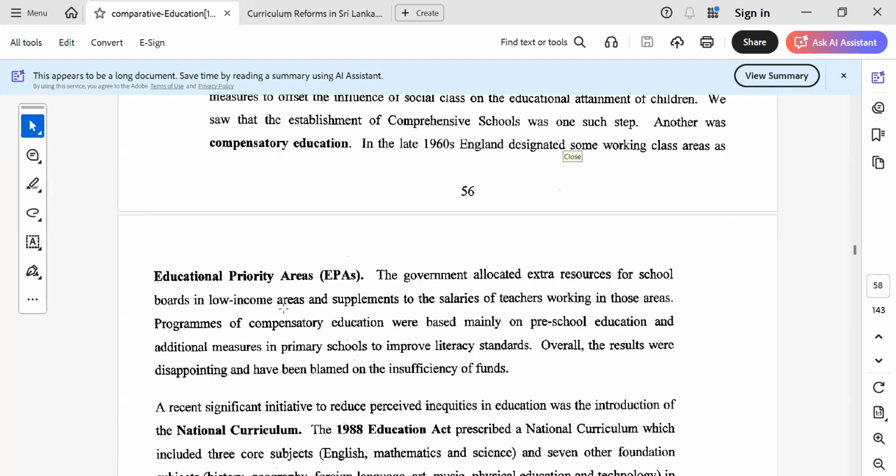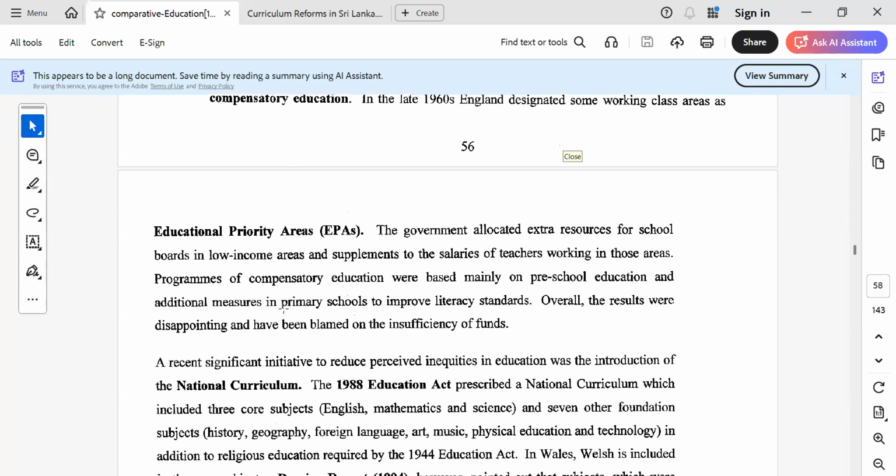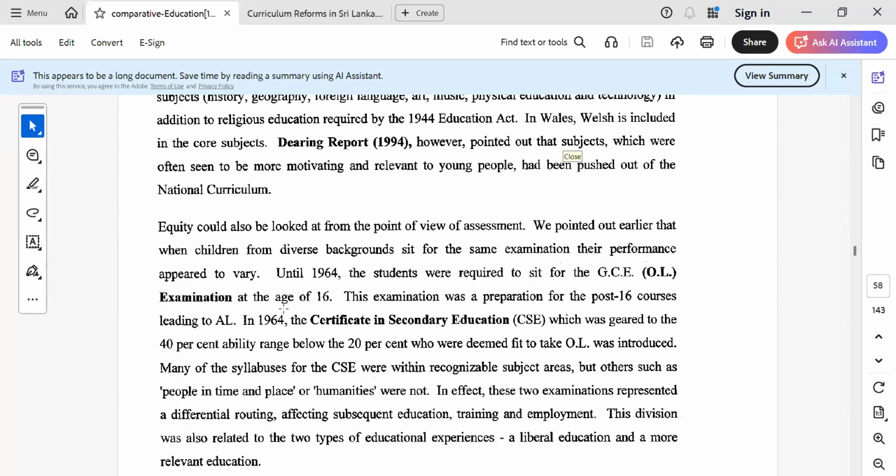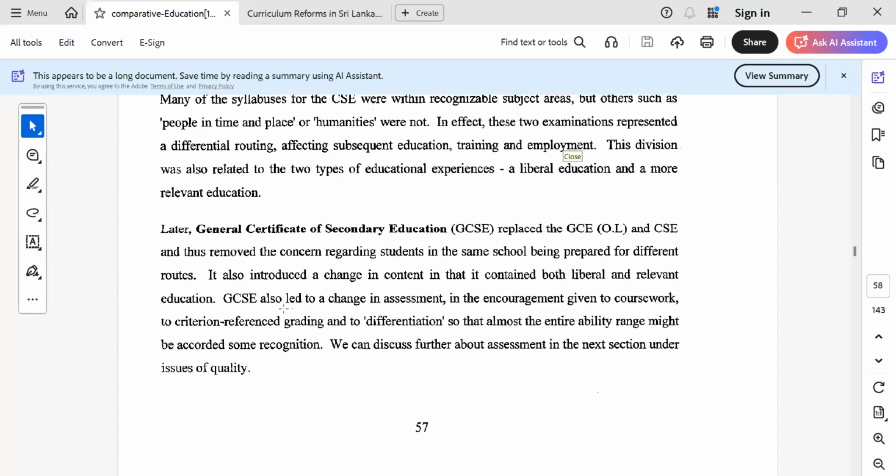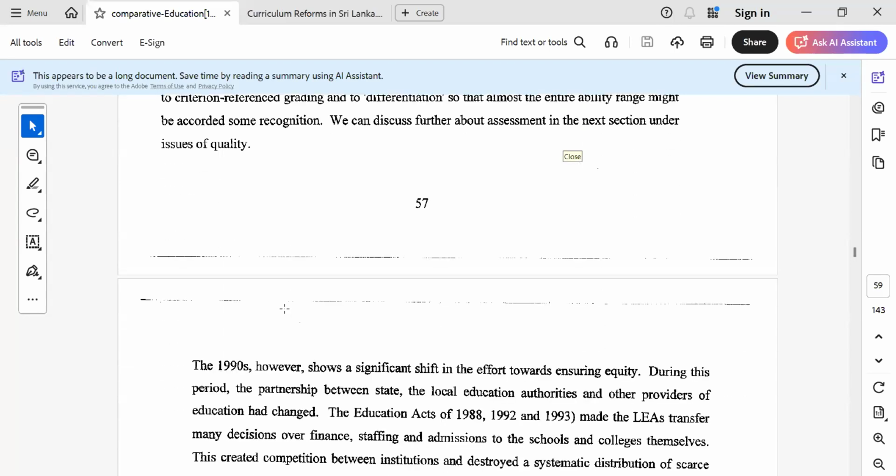The compensatory education also we learned, right? National curriculum introduced. A GCSE replaced the GCE O level and CSE. So in 1972, our former president Ranil Wickremesinghe introduced these two categories, GCE and HNC, right? Higher national... HND is a diploma, no? Higher national diploma. HNC, higher national certificate of examination, right? The other one is general, right?